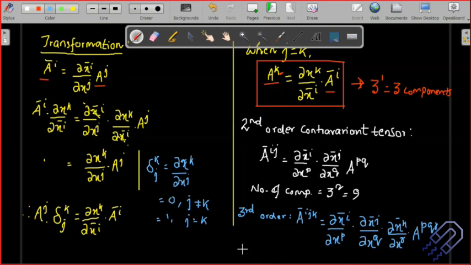Here also, if we want to find out the number of components, we basically have 3, and there are 3 basis vectors i, j and k with each component, so that means it is 3 cubed. So this would be 27.